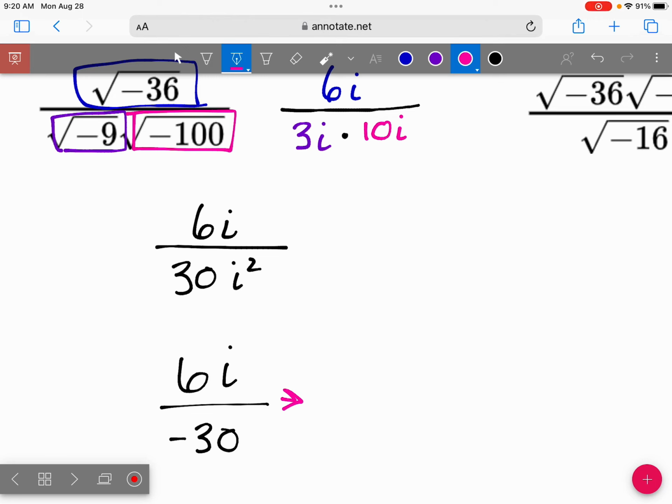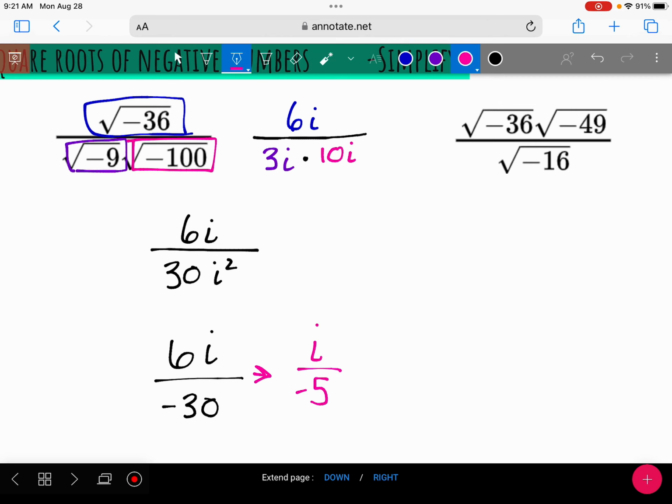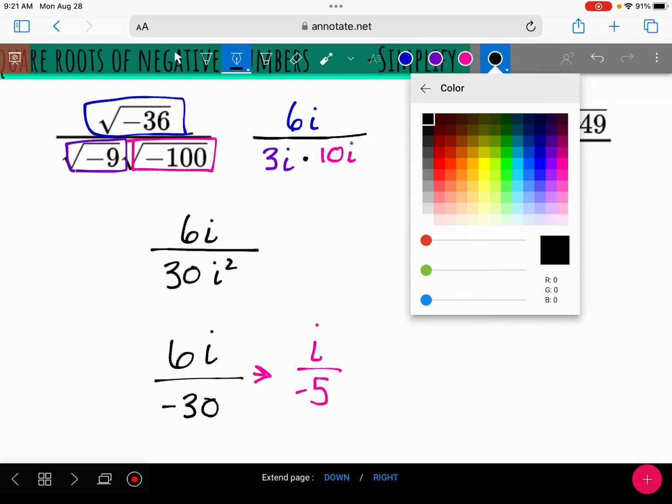What are they both divisible by? 6. 6 times what gives us negative 30? Negative 5. i over negative 5. They look a little scary with all these square roots, but I promise they're fine.